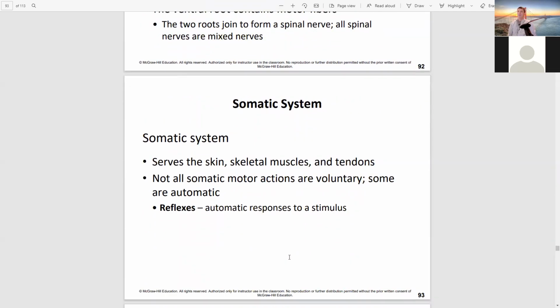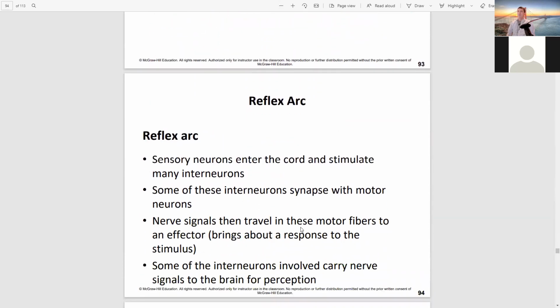So the somatic system serves the skin, skeletal muscles, and tendons, and not all somatic motor actions are voluntary. Some are automatic, which we call reflexes, which are automatic responses to a stimulus. So reflex arc: sensory neurons enter the cord and stimulate many interneurons. Some of these interneurons synapse with motor neurons. Nerve signals then travel in these motor fibers to an effector, which brings about a response to the stimulus. So some of the interneurons involved carry nerve signals to the brain for perception.